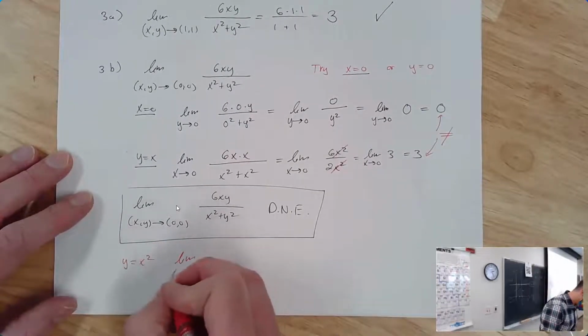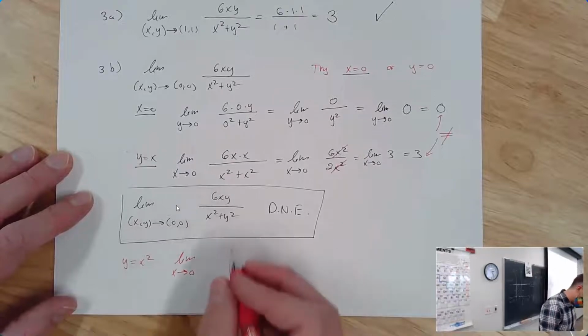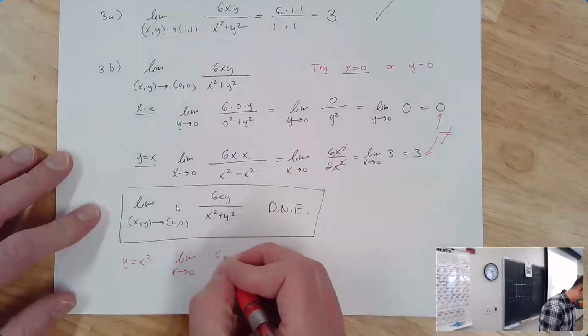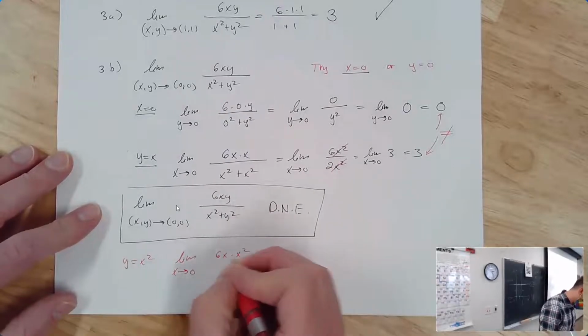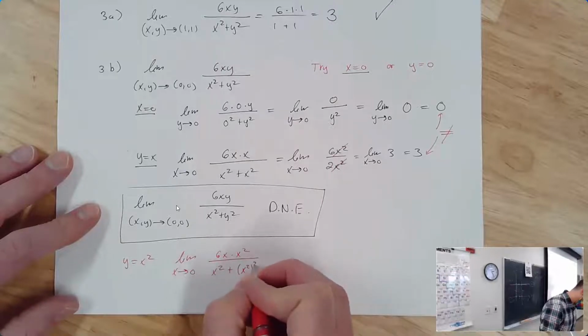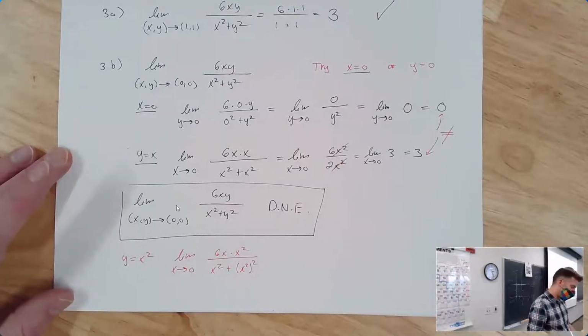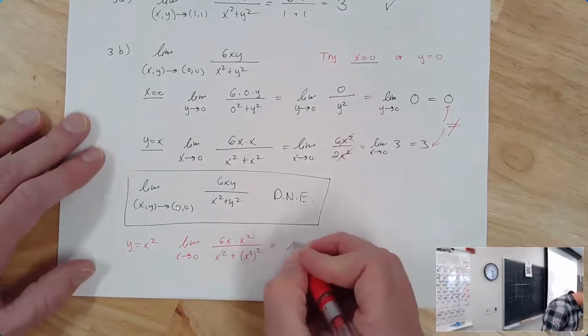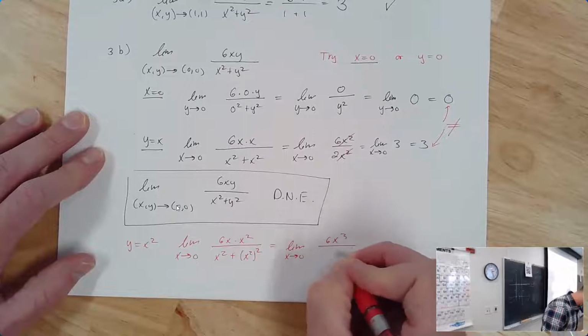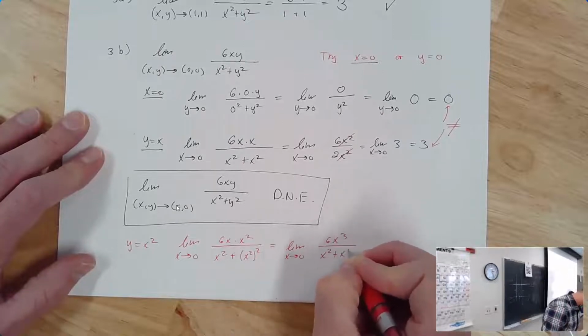So if I try y equals x squared, let's see what happens. I'm going to do the limit as x goes to 0. So now I'm replacing the y's with x squared. So I'm going to have 6 times x squared over x squared plus x squared squared. This is not feeling so great. The limit as x goes to 0 of 6x cubed over x squared plus x to the 4th.